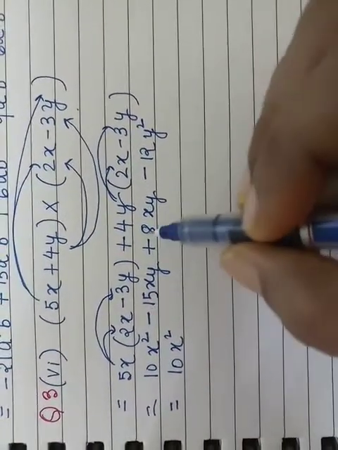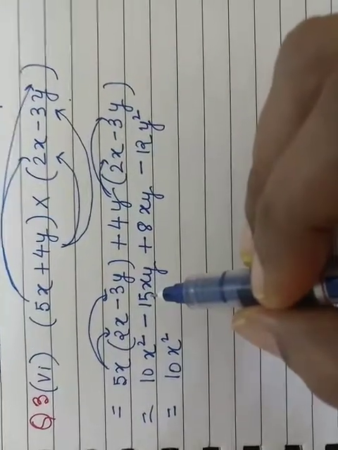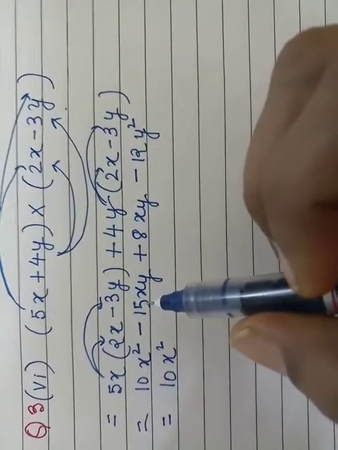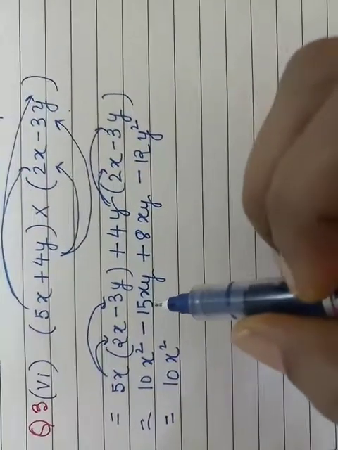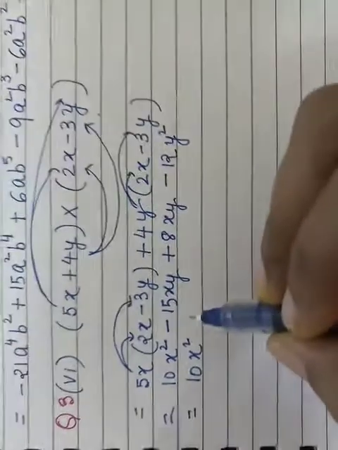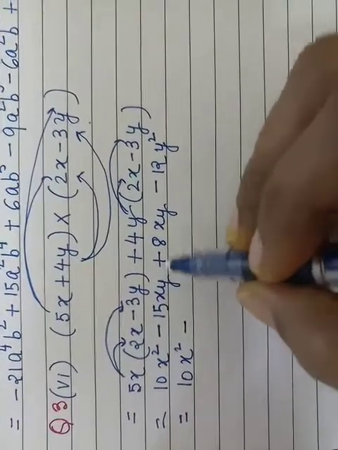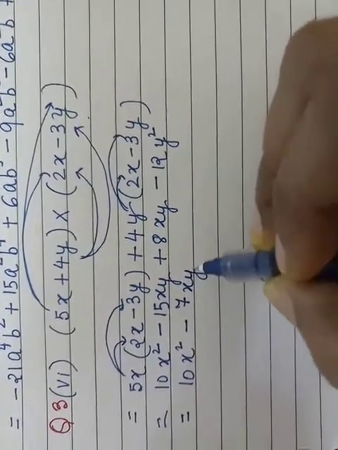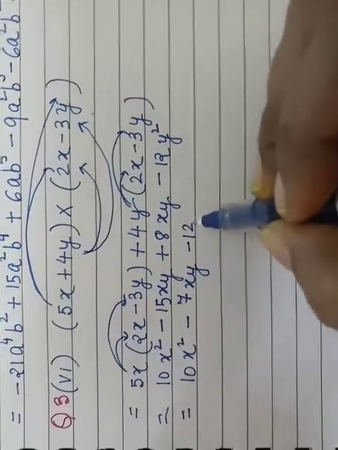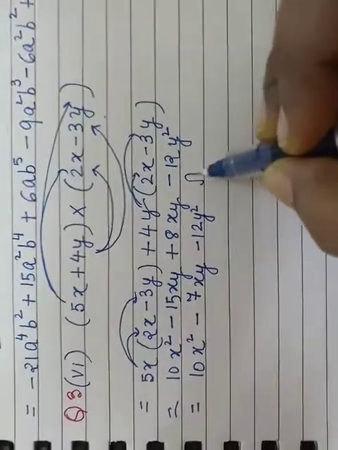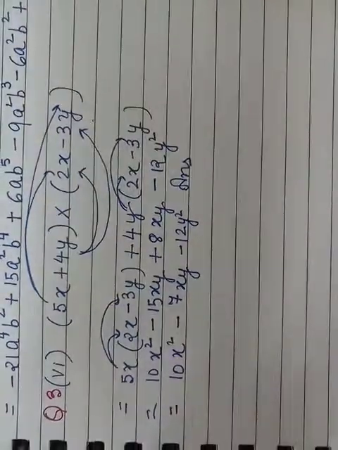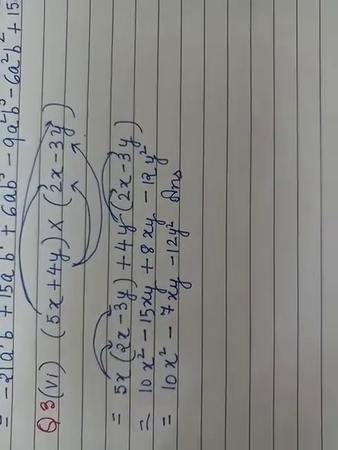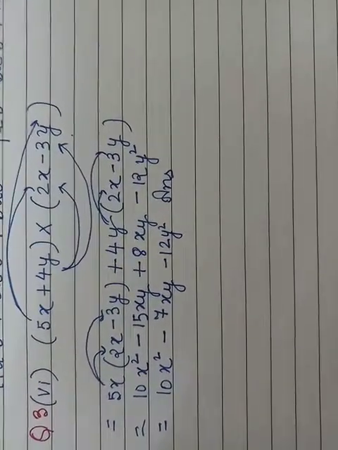They are having two different signs, so they will be subtracted. And we always put the sign of the number which has a greater numerical value. So 15 has a greater numerical value, so we put minus sign. 15 minus 8 will give you 7. And we write xy as it is and minus 12y square. This way we multiply horizontally. Now I am going to teach you the same question with the vertical method.